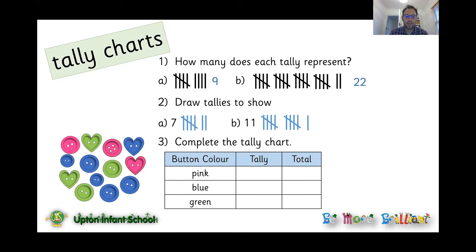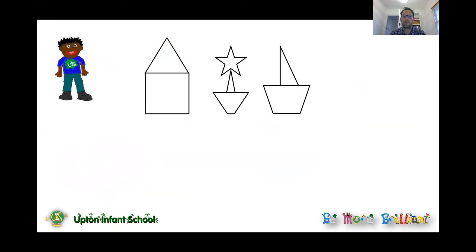And then to complete the tally chart, well, let's look at those pink buttons. We've got 1, 2, 3 pink buttons. And then let's look at the blue. We've got 1, another one, another one. That's 3, 4, 5. So we have to close our gate. And we've got 6 altogether. And then the green buttons, we've got 1, 2, 3, 4. So we've got 4 green buttons. Okay, well done if you got those questions correct.